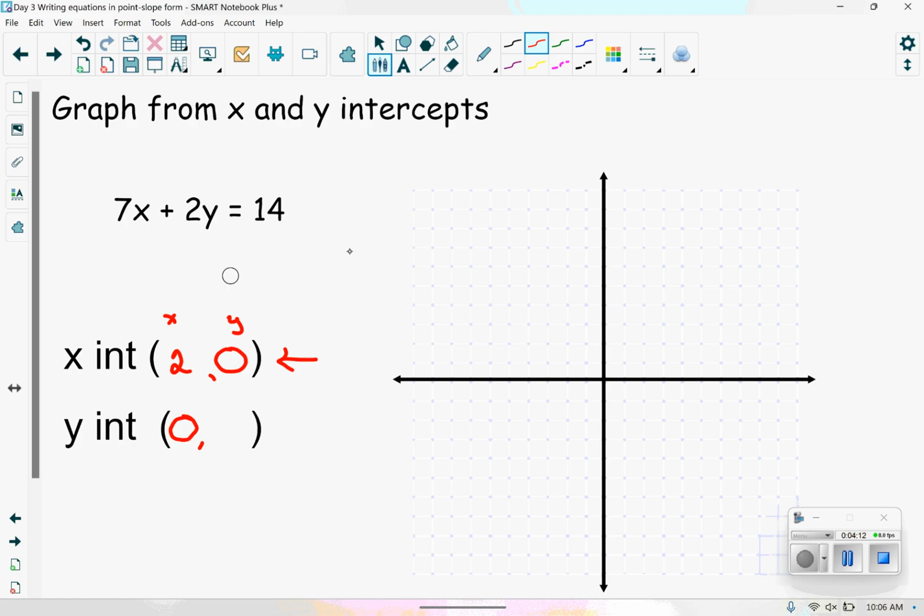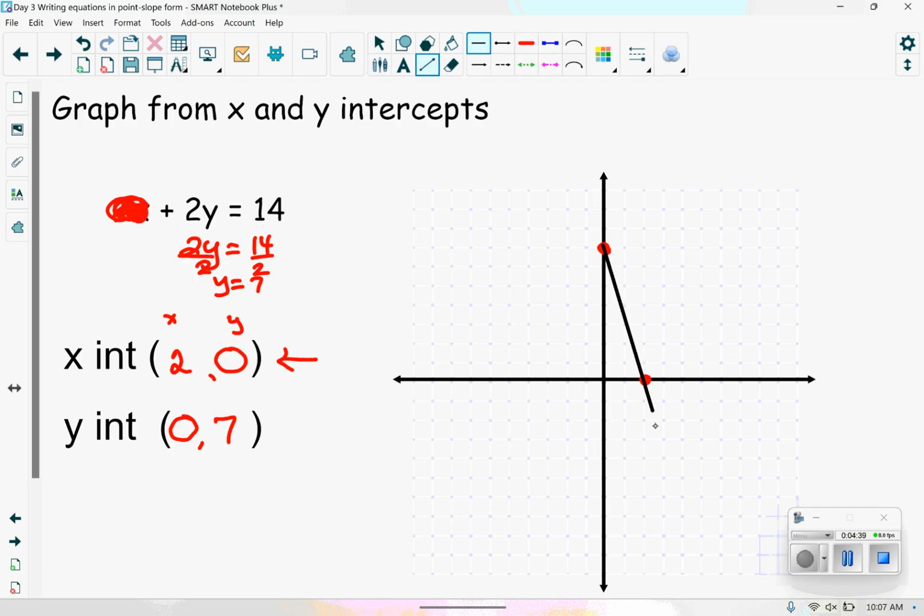Okay, then to find my y-intercept, I stick a 0 in for x right here. 7 times 0 is going to be 0. So that whole thing goes away. I'm left with 2y equals 14. Divide by 2, and y is 7. So 2, 0, and 0, 7. I've got my points there. Draw my line, and I am good to go. So that's how we did that.